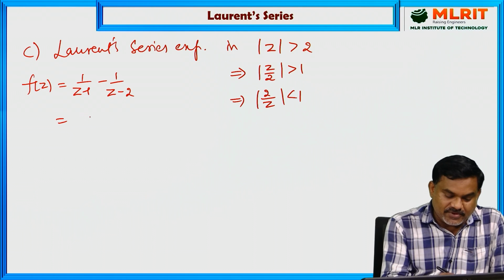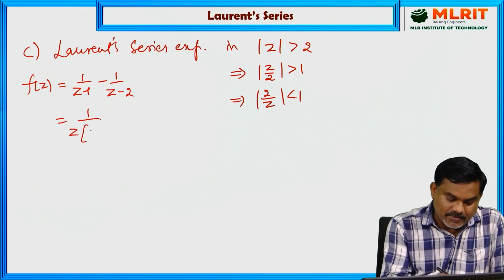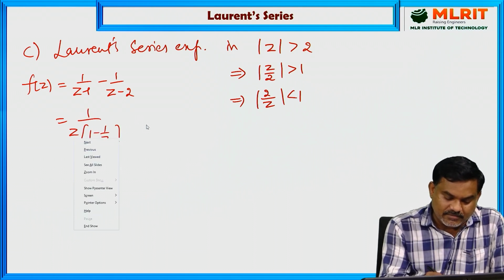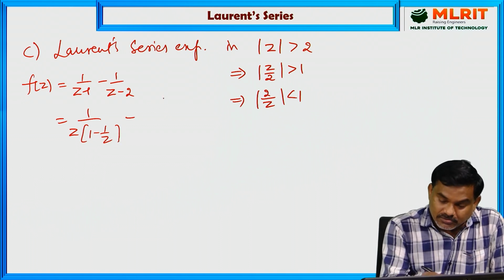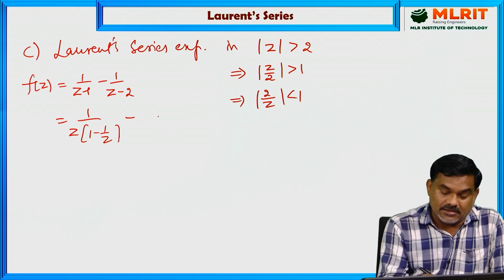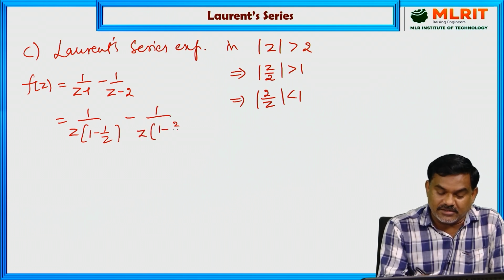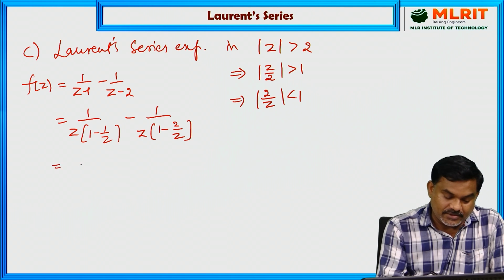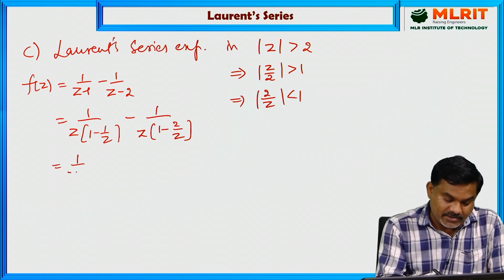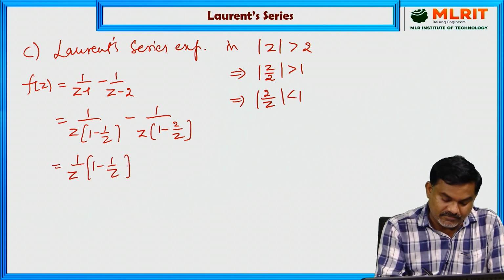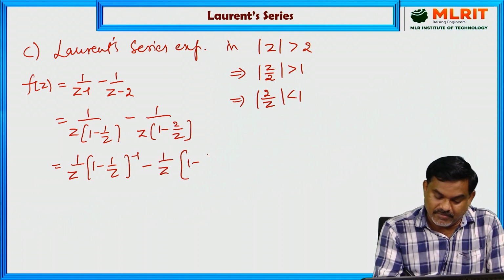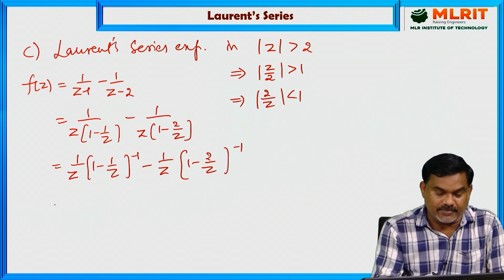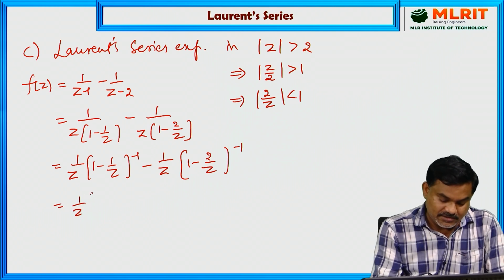So, here the first one, as usual, we take z common, 1 minus 1 by z, because here the region is only this mod z greater than 2, and now I need 2 by z. So, z should be taken common, 1 minus 2 by z. So, this is 1 by z into 1 minus 1 by z, which is the same, and minus 1 by z into 1 minus 2 by z power minus 1.